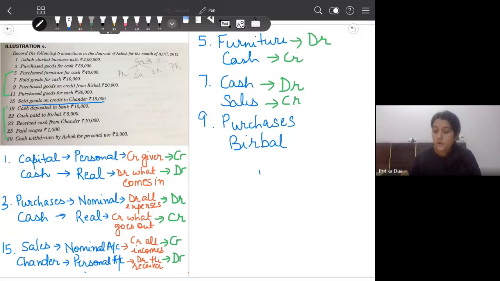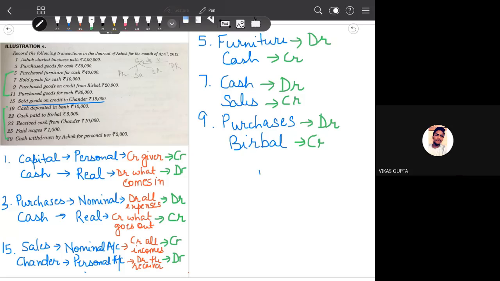So the rule for nominal account is debit all expenses and losses. And for personal account, debit the receiver, credit the giver. So Birbal here is the giver. He is giving goods on credit to the business. So it becomes a credit account for the business. Yes, Mukul, you had a doubt. Anyone else? Any doubt till now? No, ma'am. Okay, so let's move forward.